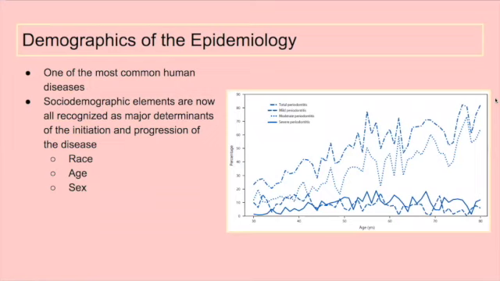For age, 47.2% of adults aged 30 years and older have some form of periodontal disease. Periodontal disease increases with age. 70.1% of adults who are 65 years and older have periodontal disease. And lastly, sex. This condition is more common in men than women.